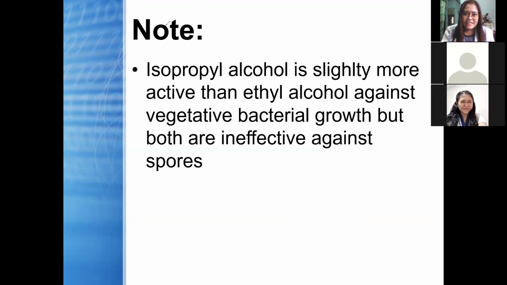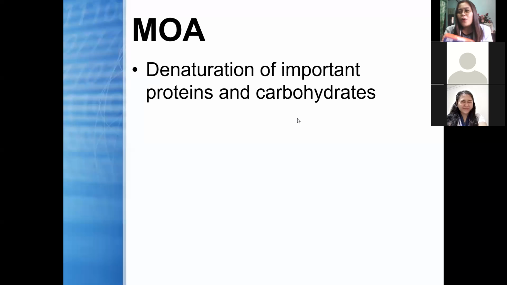Sige. Brown out. Okay, so what is the mechanism of action of our alcohols? This is true for all alcohol ha. Paano nila gina-prevent ang growth and ginapatay ang bacterial cells? So this is the process. It's the denaturation of important proteins and carbohydrates. So, class, ang penetration sa alcohol sa mga cell membrane sa bacteria is very important para maabot niya ng mga proteins and carbohydrates sa sulod.